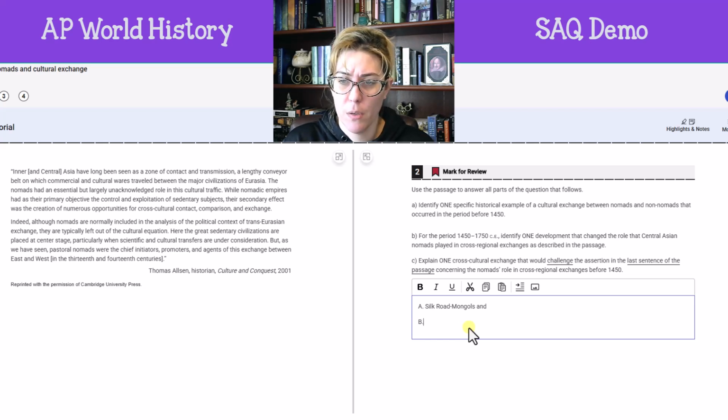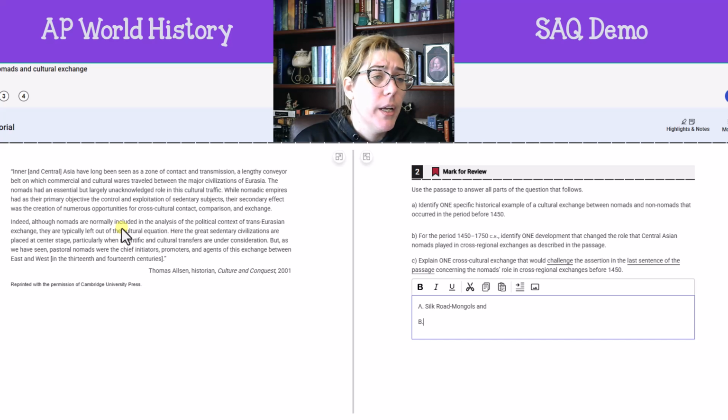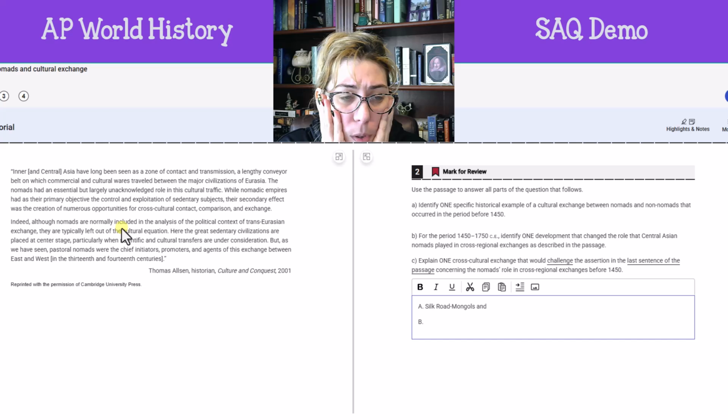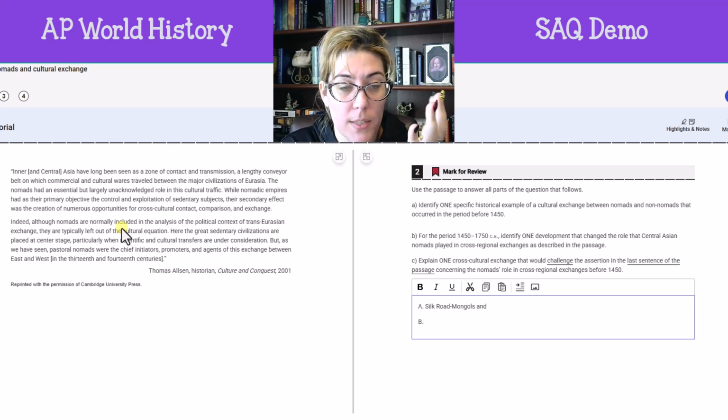For the period, identify one development that changes the role that Central Asian nomads played in cross-cultural exchanges as described in the passage. Okay, so what does it say in the passage that they do? Inner and Central Asia have long been seen as a zone of contact and transmission, a lengthy conveyor belt on which commercial and cultural wares traveled between major civilizations of Europe. Okay, so I'm seeing words like transmission, civilizations. Okay, so they're saying the nomads had an essential but largely unacknowledged role in this cultural traffic. Okay, so nomads, cultural traffic. I like that. That's helping me get a better picture.